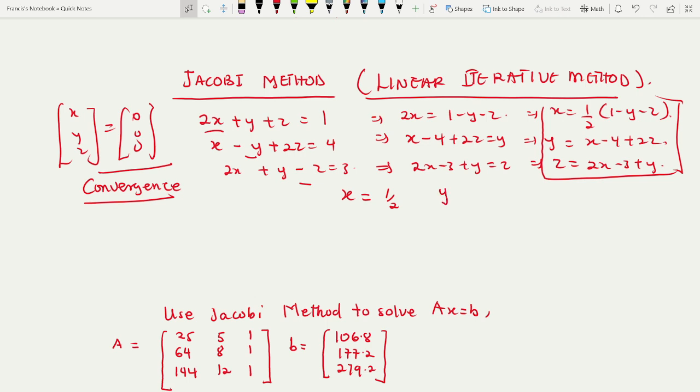Then what will be our new y? I'll simply put 0 here, and 0 here. So I'll get my y to be negative 4.